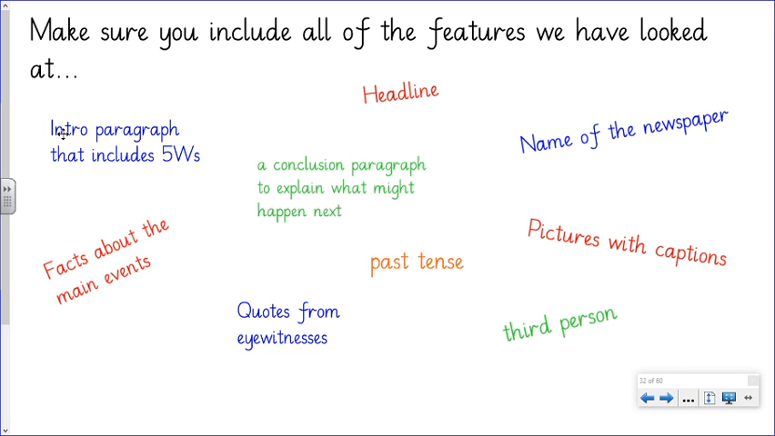Okay, so we have got our headline, the name of the newspaper report, the introduction paragraph with the 5 W's, a conclusion paragraph to think about the future, facts about the main event, some quotes that were generated yesterday, pictures with captions, and then these two here are also very, very important. We've got the past tense, because remember, the newspaper report is reporting on something that has already happened. So we will be writing in the past tense, and it will also be written in third person.